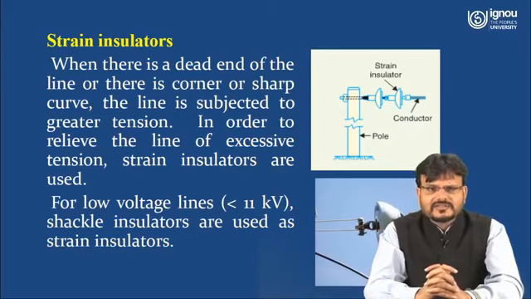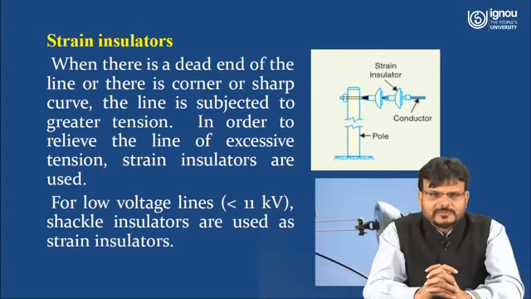Another insulator is called the strain insulator. Here you can see in the diagram, when there is a dead end of the line or there is a corner or sharp curve, the line is subjected to greater tension. In order to relieve the line of excessive tension, strain insulators are used. For low voltage lines, that is less than 11 kV, shackle insulators are generally used as strain insulators.